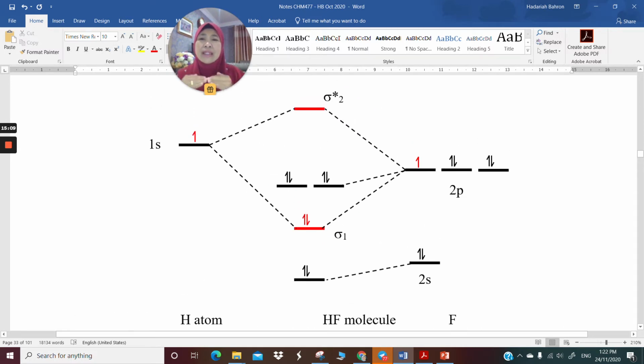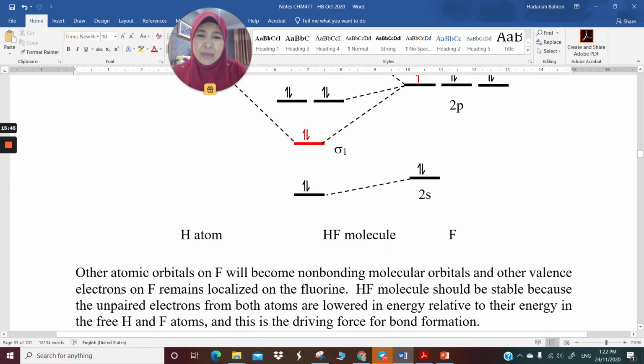Now, the overlap is not going to be effective between the 1s and the 2s. Even though the shape would be good, this is round, that is round, the energy levels do not match. This is a high energy level, this is a low energy level. It's not going to have an effective overlap. So your 2s is simply going to become a non-bonding molecular orbital.